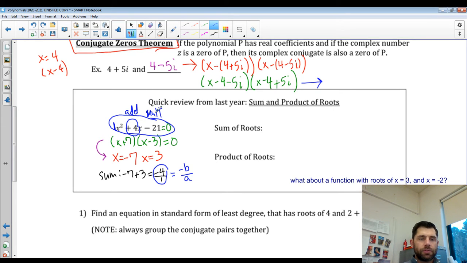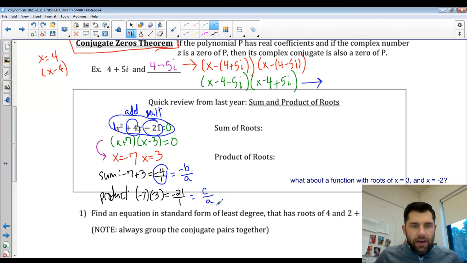So the sum of the roots, if I add my roots together, tells me exactly what the b value is, just the opposite sign. And the product of the roots is even easier. If I take -7 times 3, that equals -21 over 1. And you can see right there, -21 is my c value.